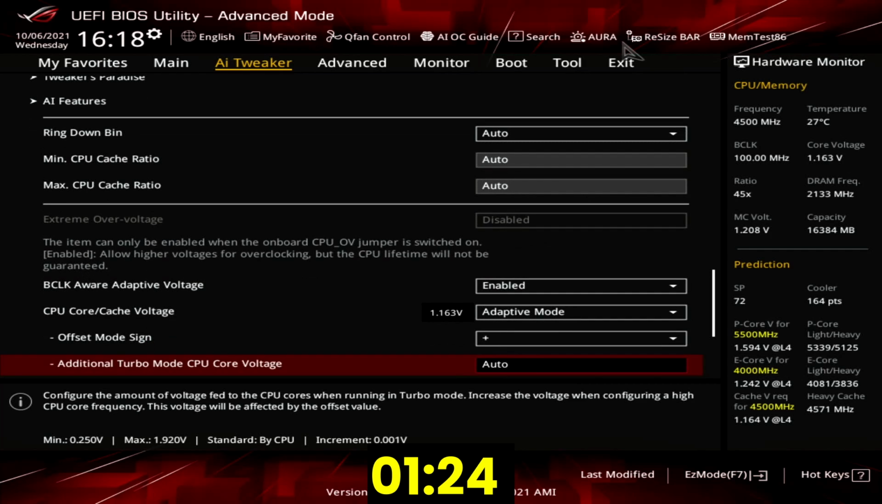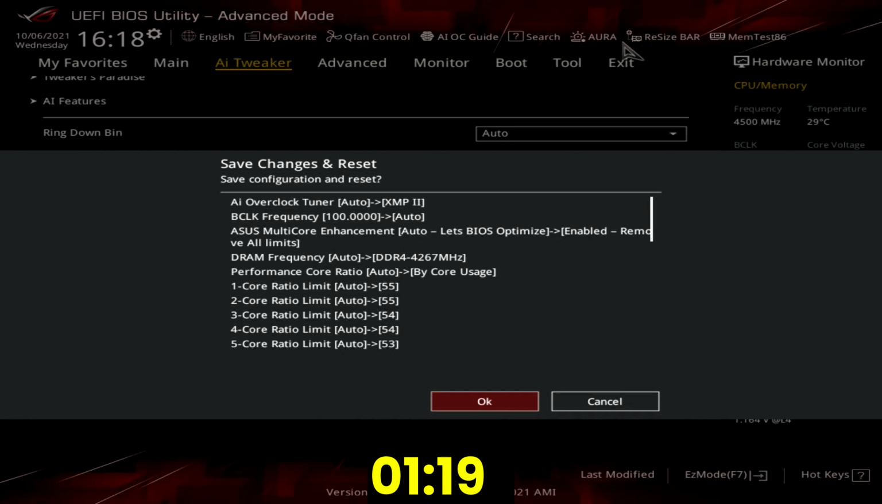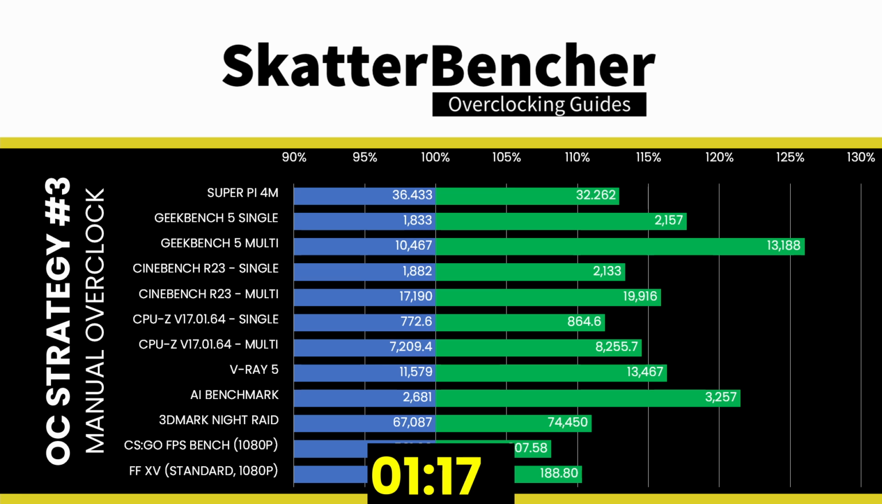Set Additional Turbo Mode CPU Core Voltage to 1.45, then save and exit the BIOS. To make sure everything is working as intended, we rerun some benchmarks and check the performance increase compared to the default settings. Higher is better and all of our scores are higher. We get up to 26% more performance than at default.